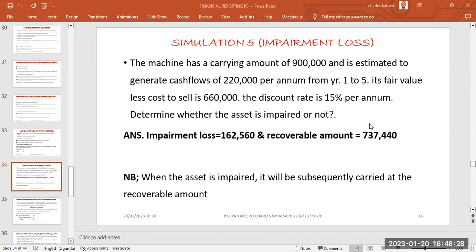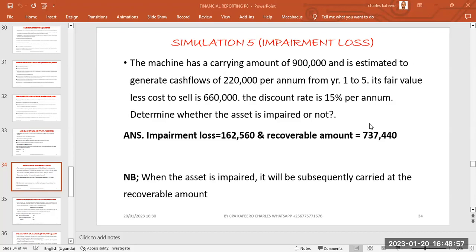And we are seeing from the question, we have been given the carrying amount as 900,000, and the recoverable amount, we said it is the higher of the fair value, less cost to sell, and the value in use. But we say the value in use, we get it by discounting the future cash flows, and then the fair value, less cost to sell.